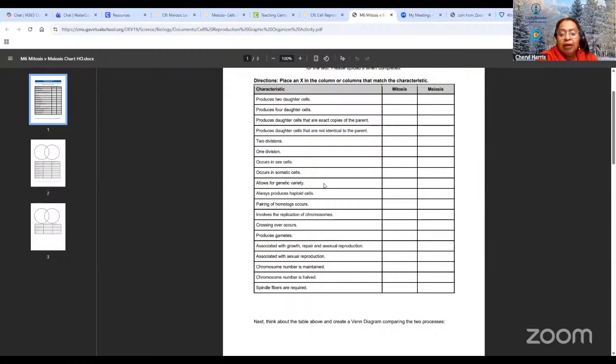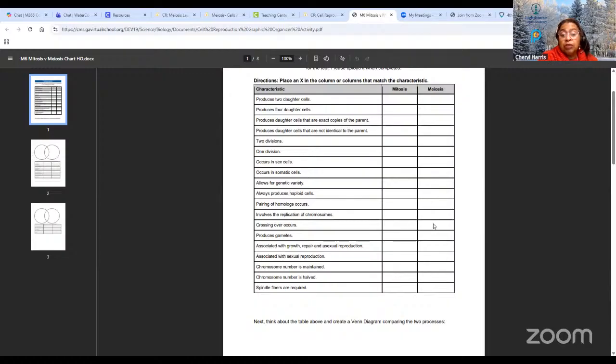All right, so here we are, haploid cells. Homologous pairs mean the pairs are the same. Homologous means the same. So the chromosomes in mitosis, and actually both of them have homologous pairs, so you can have an X in both. But by the time we get to meiosis 2, we don't have homologous pairs anymore. All right, involves replication of chromosomes. So that happens in both cases. It starts off with replication and then the replicas split. So that's in both cases.